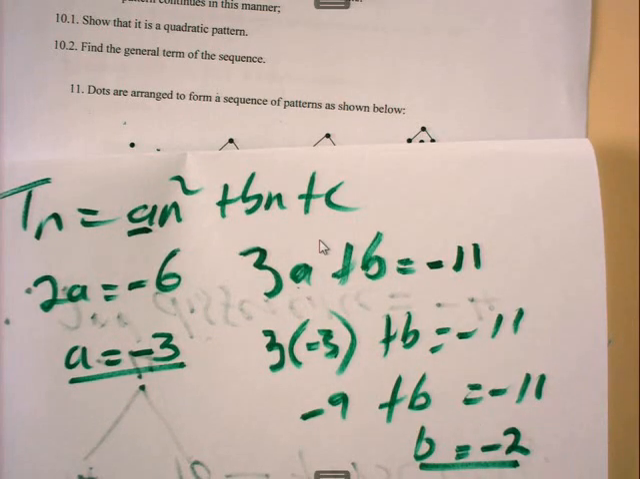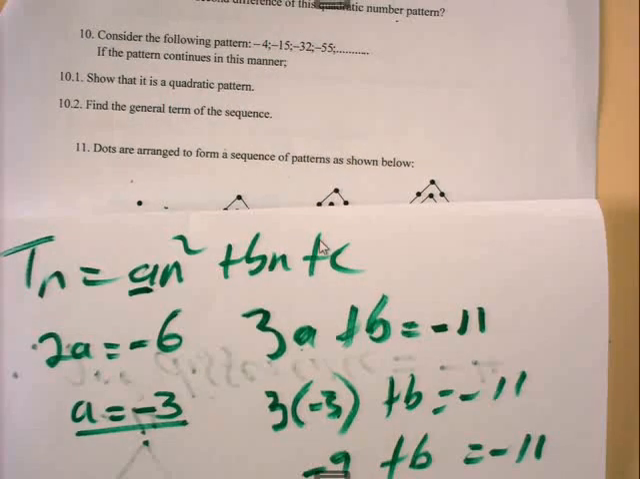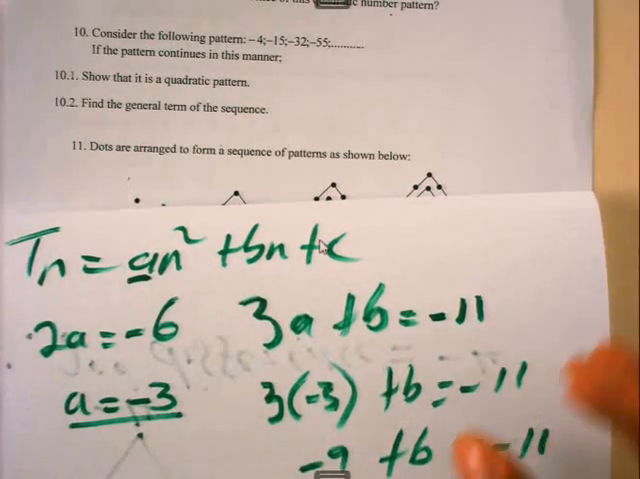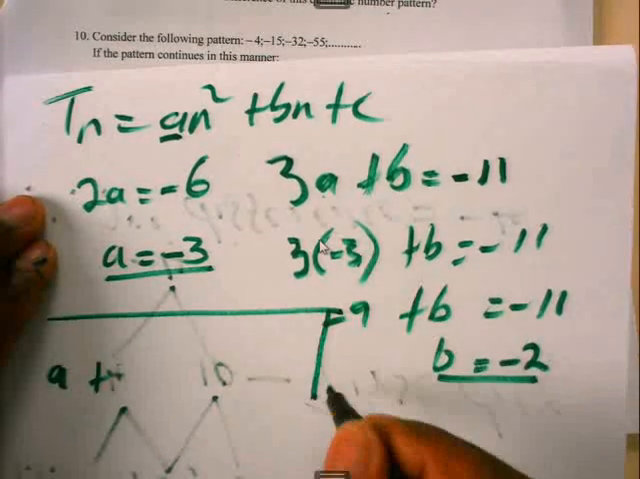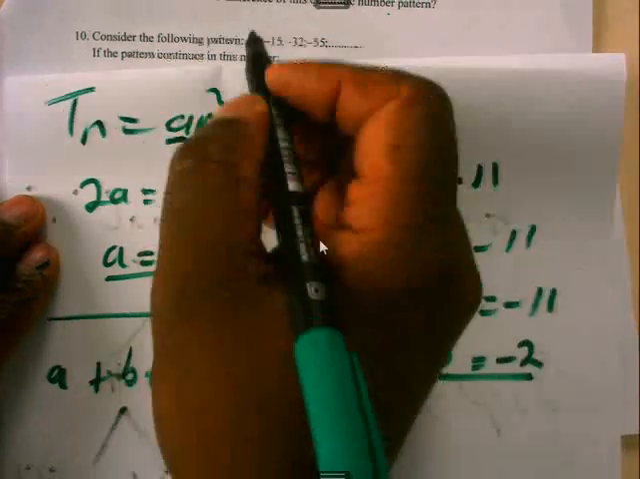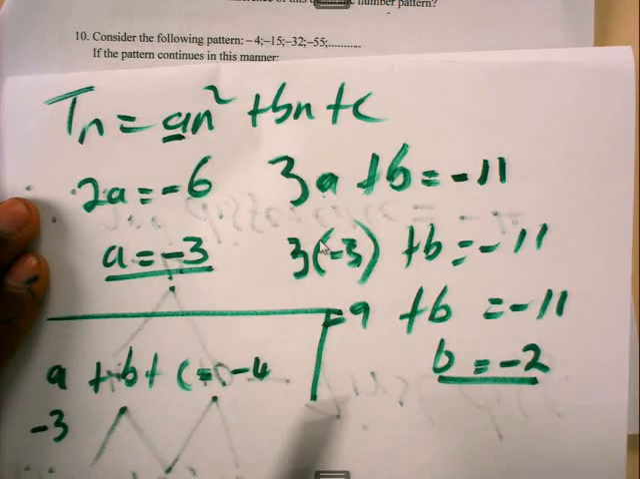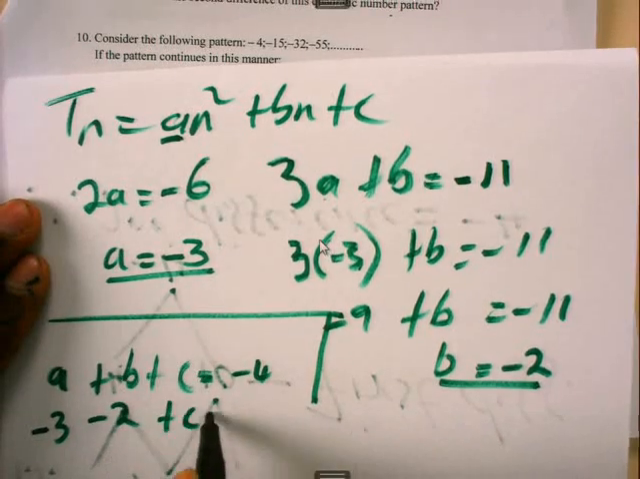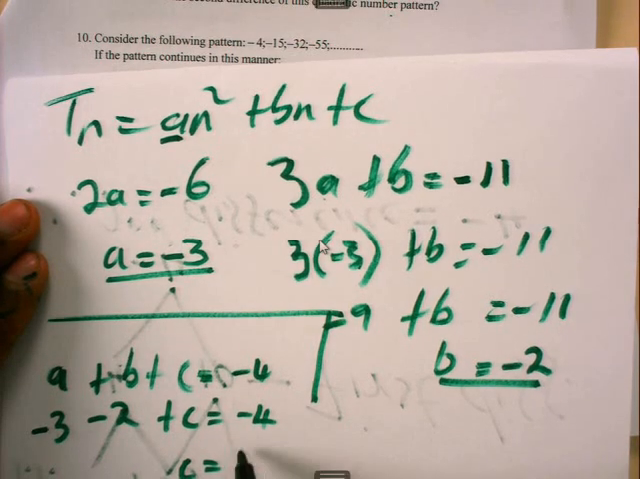You've got the value of A, you've got the value of B. So to determine the value of C, remember we say A plus B plus C must give us -4, which is the first term. Our first term was -4. So the value of A is -3, B is -2, plus C is equal to -4. So you transpose -3 and -2 to give you -5. -5, transpose it to the right. So -4 plus 5, which will give you 1.